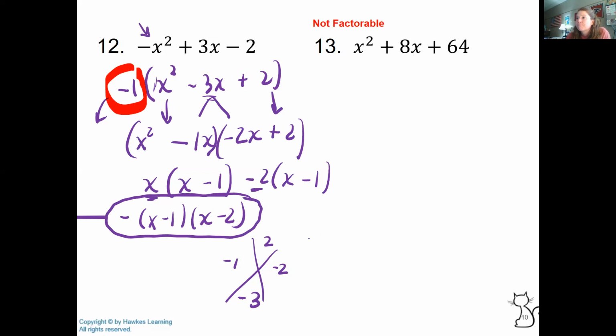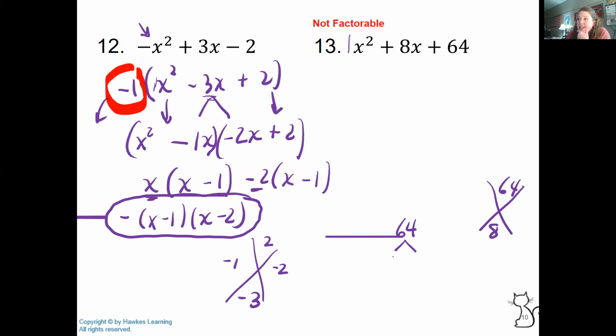Right there. All right, so now it says, I've already written the answer is not factorable, but let's see why. Here we have a coefficient of 1, so 1 times 64 is 64. Are there any factors of 64 I can add to give me positive 8? I need a product of 64 and a sum of 8.